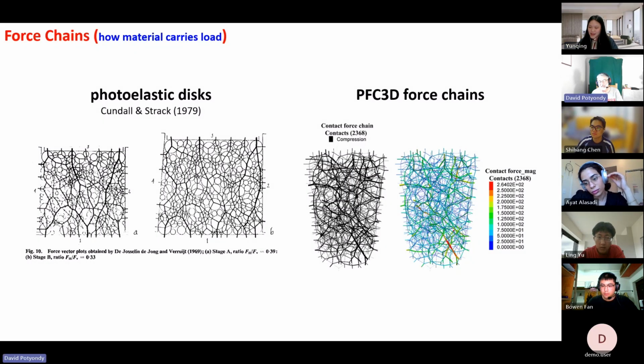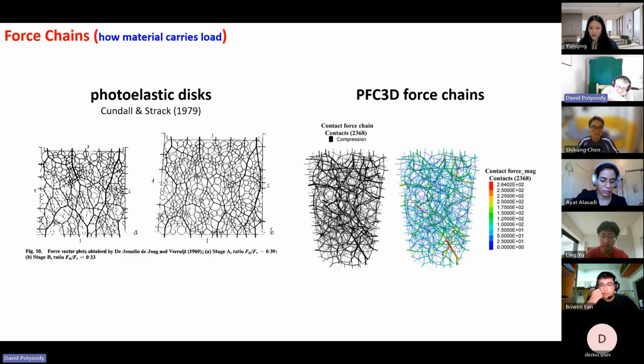I think part of what you're saying is how can we believe the model to be the same as the real system? And I think another part of what you're asking is is there a way to quantify this force chain information in addition to just looking at pictures? Yeah, those are excellent questions.